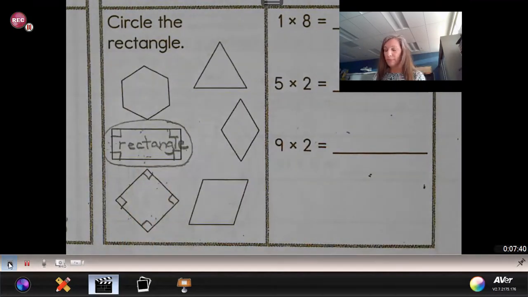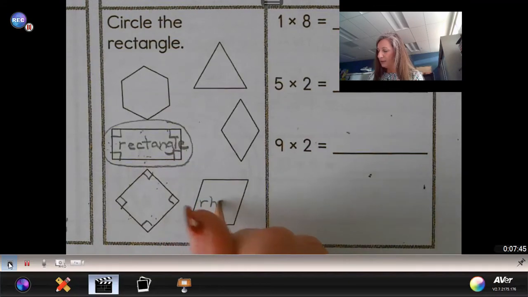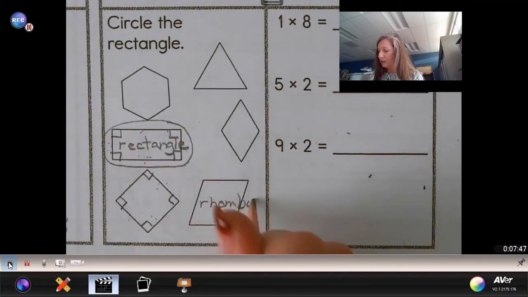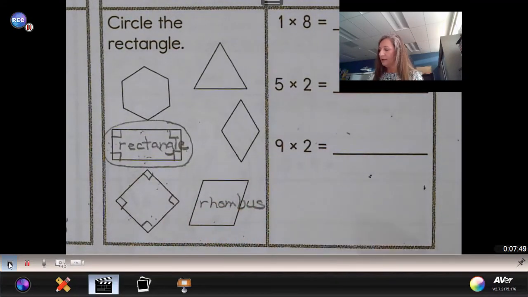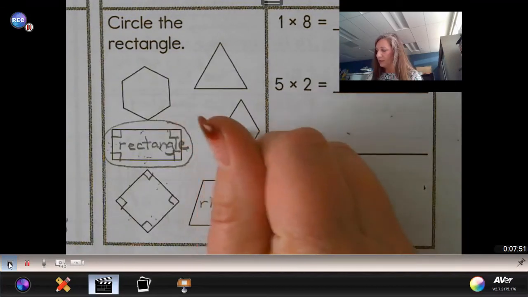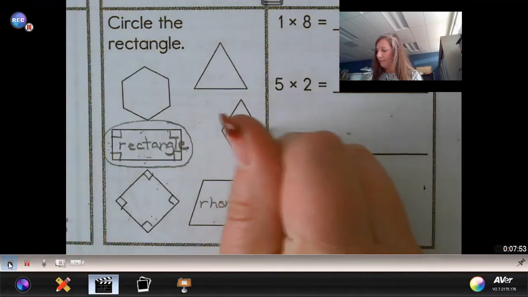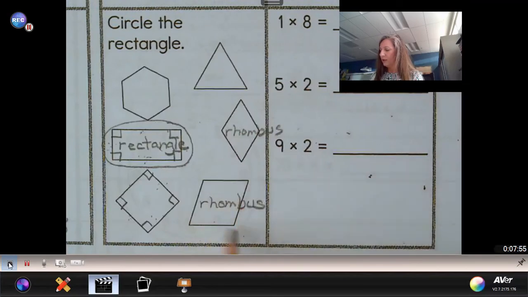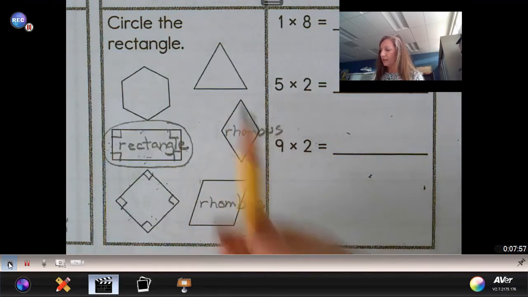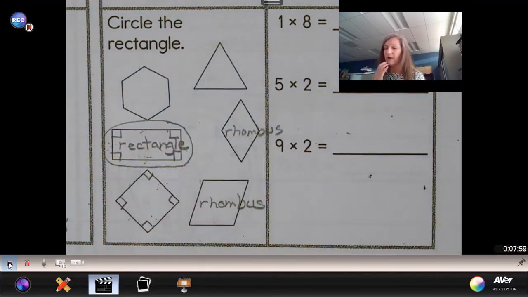So this square could be a rectangle, but for right now, we're just going to classify our rectangle as this shape right here. This would be a rhombus, so we know that is not a rectangle, although it is a quadrilateral. And this is also a rhombus. This has 4 equal sides, and this has 4 equal sides. That's what makes a rhombus and a square similar. They have that in common.